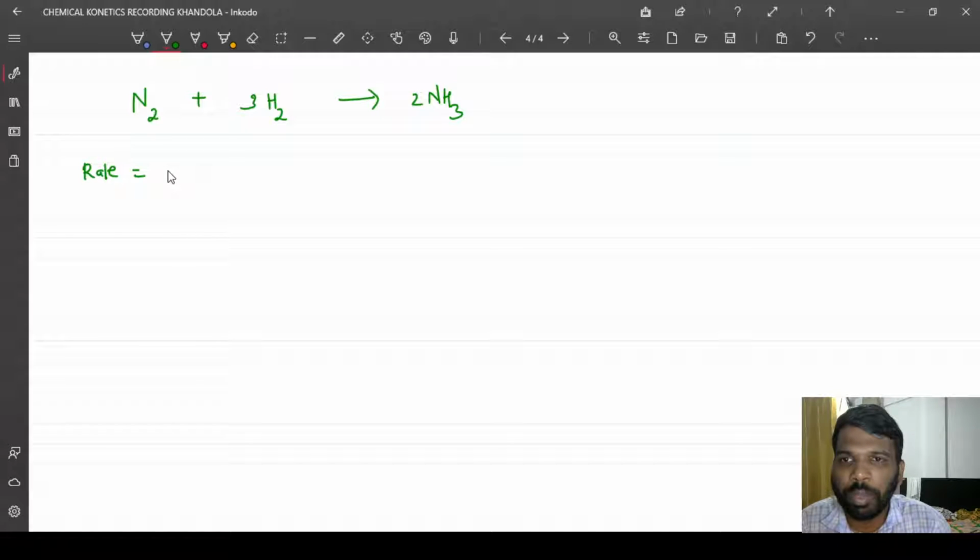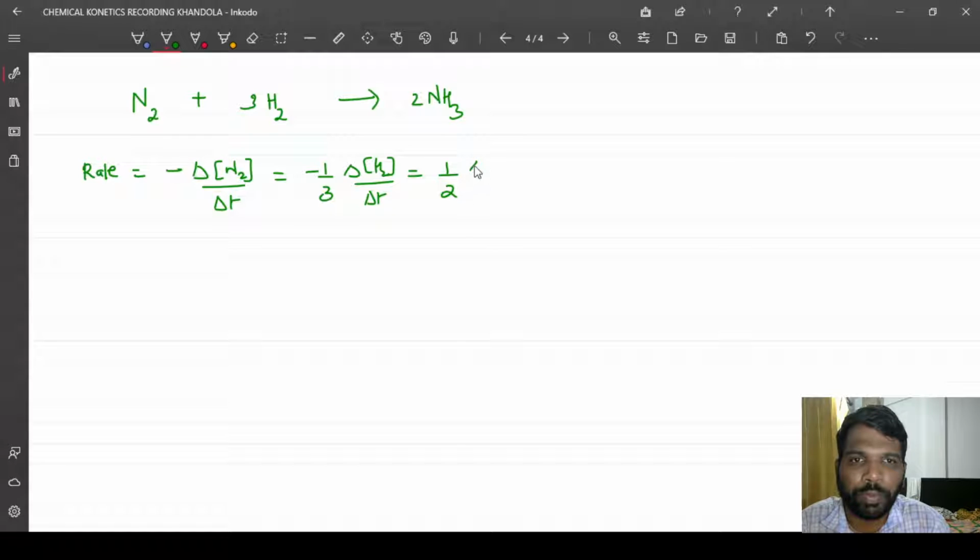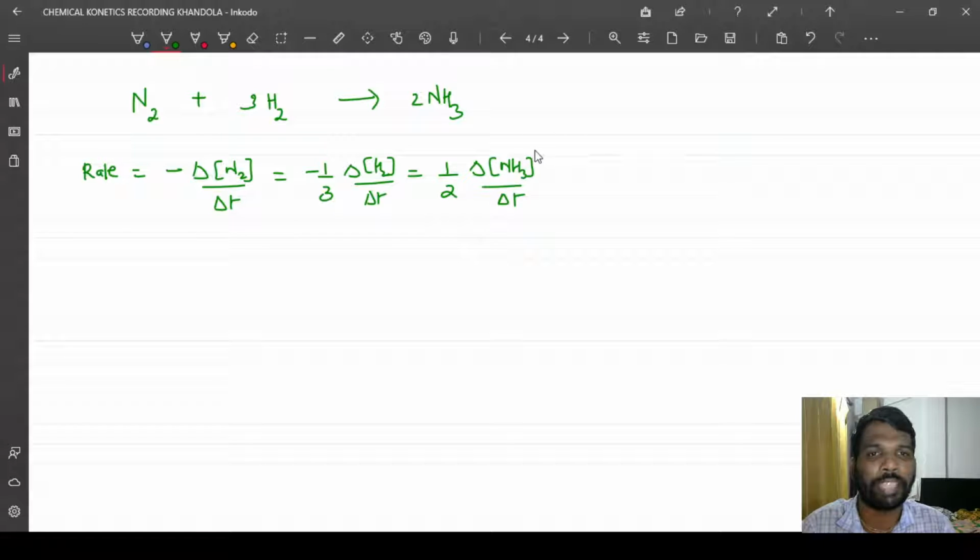Rate is equal to minus change in concentration of N2 by delta t, which is equal to minus 1 by 3 change in concentration of H2 by delta t, which is equal to 1 by 2 change in concentration of NH3 by delta t. So this is about writing a rate. This equation, which we are writing in terms of delta, is called the average rate.